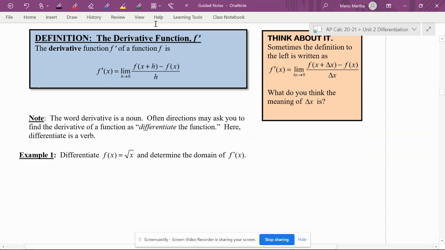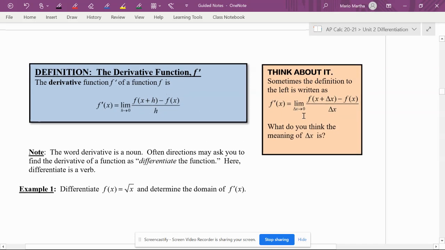So, definition: the derivative function f prime of a function f of x is equal to the limit as h approaches 0 of f of x plus h minus f of x all over h. Sometimes you will see delta x instead of h. Remember, delta x is a single value, not delta times x. And what do you think would be the meaning of delta x? If you recall from previous courses, delta means change, and in this case delta x is the change in x.